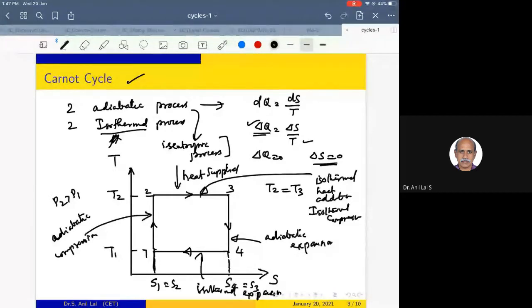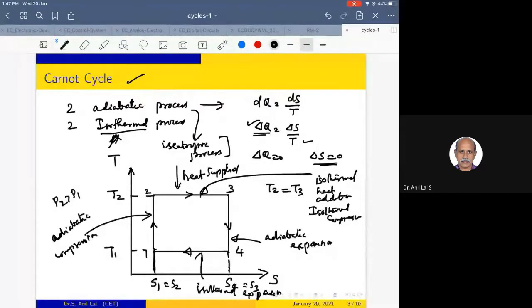Understanding the processes in this manner is required when you are doing problems where the words or sentences may be like this. If it says adiabatic compression, then you must know what the process is. You should be able to identify the process. 1-2 is a compression, an adiabatic compression, right?